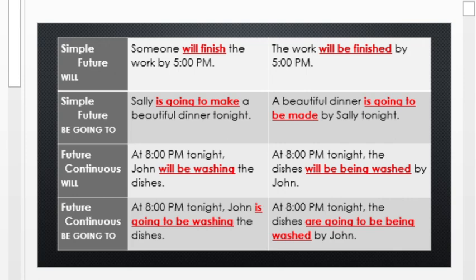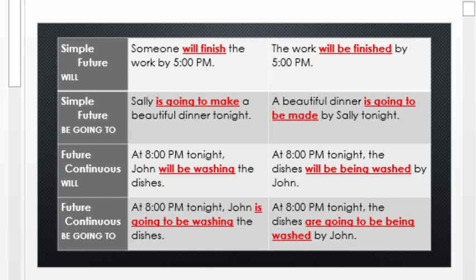For active, Sally is going to make a beautiful dinner tonight. Meanwhile, in passive, a beautiful dinner is going to be made by Sally tonight. But if you look at the form, the focus of the active and passive is obvious. In active, Sally is the subject, and then the object is the dinner. And in passive, it is in reverse, like we have seen in the earlier slide.